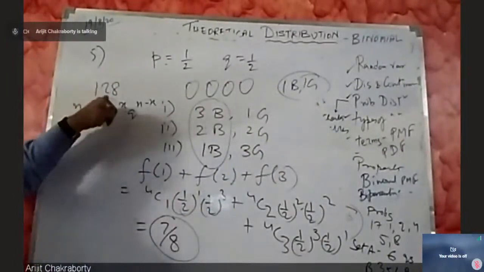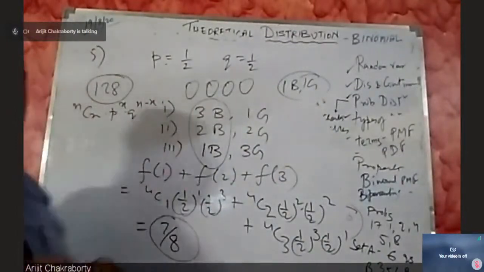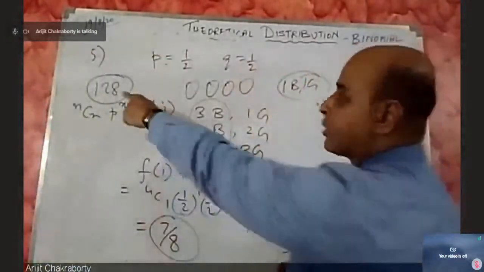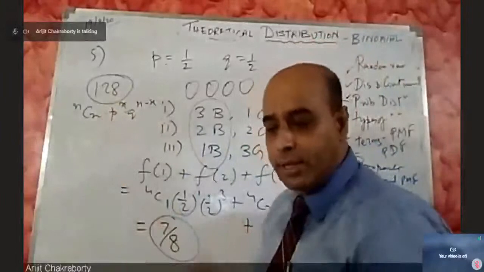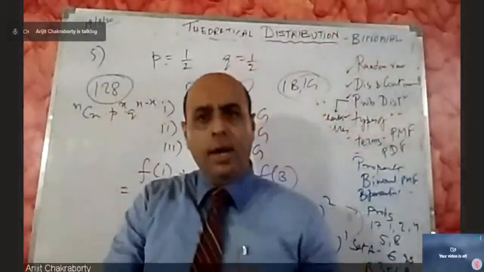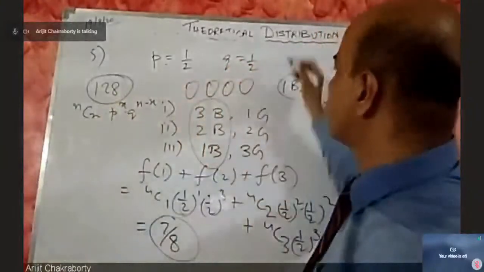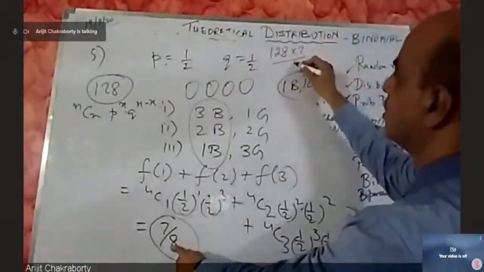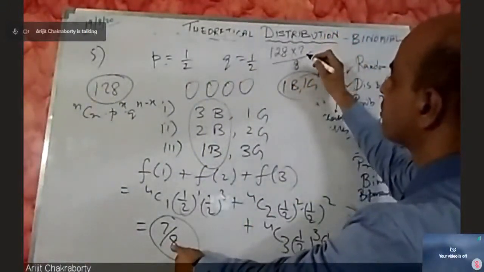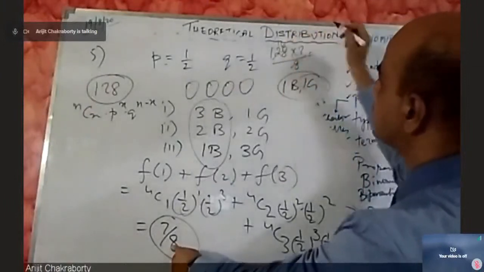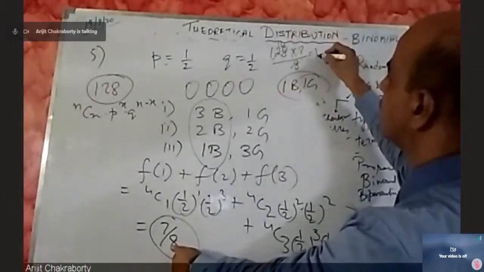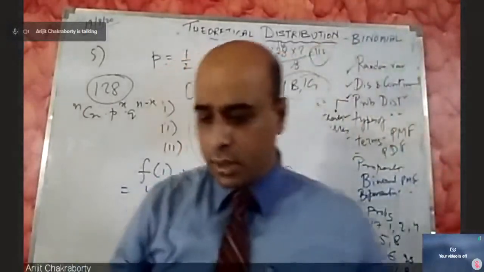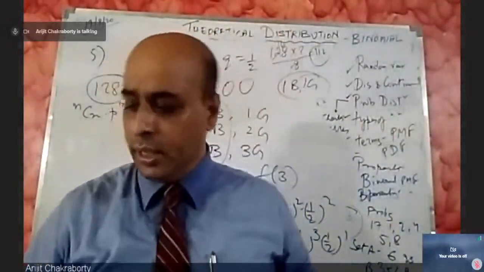Now we have 128 families. And the overall probability is 7 by 8. So out of 128 families, how many families are expected to have at least one boy and one girl? Well, it will be 128 multiplied by 7 by 8. 8 ones are 8, 16, 16 sevens is 112. So my answer is 112. Let's see the options: 100, 105, 108, 112.